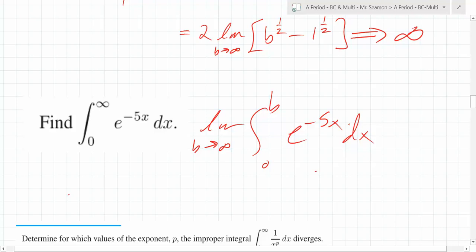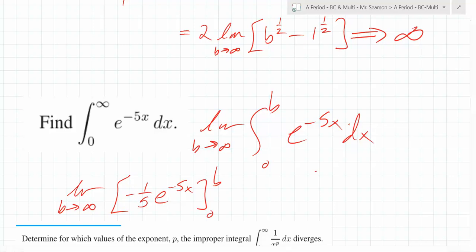So what does it become? Limit as b goes to infinity of what? We integrate this thing. What does it become? Negative 1/5 e to the negative 5x from 0 to b, right? Is that correct? Yeah? Something like that? It's your guys' responsibility to make sure I don't make stupid mistakes too, okay?